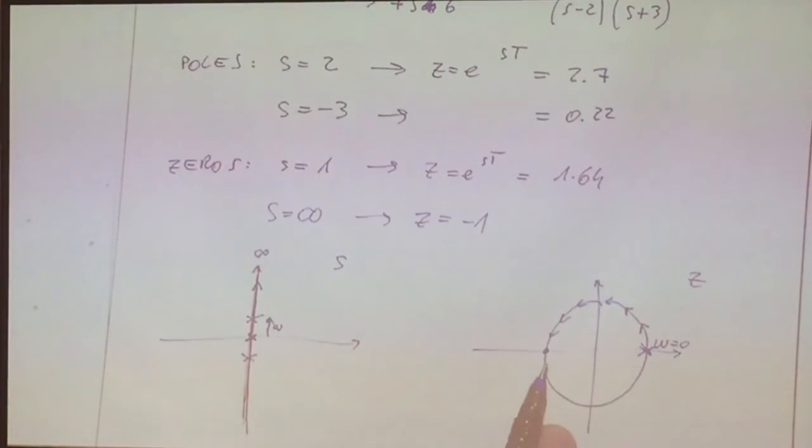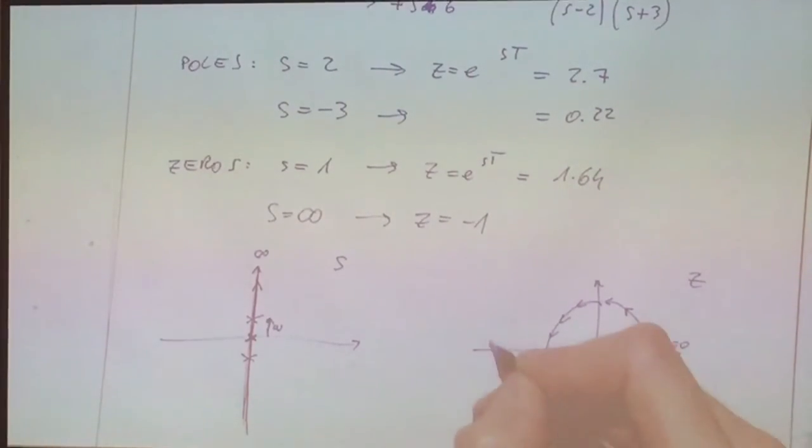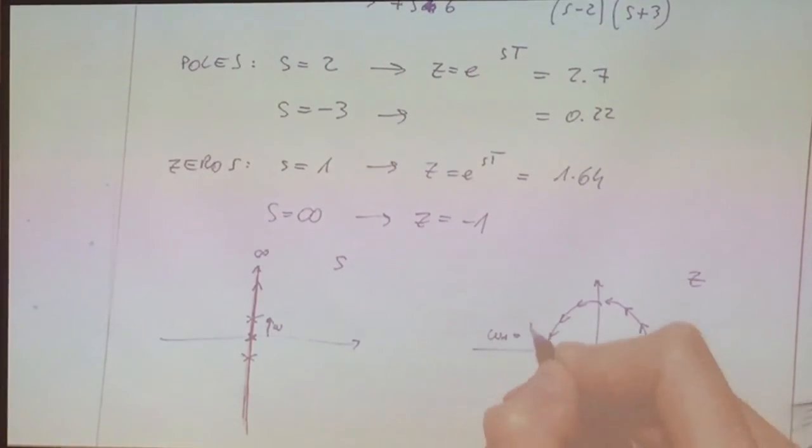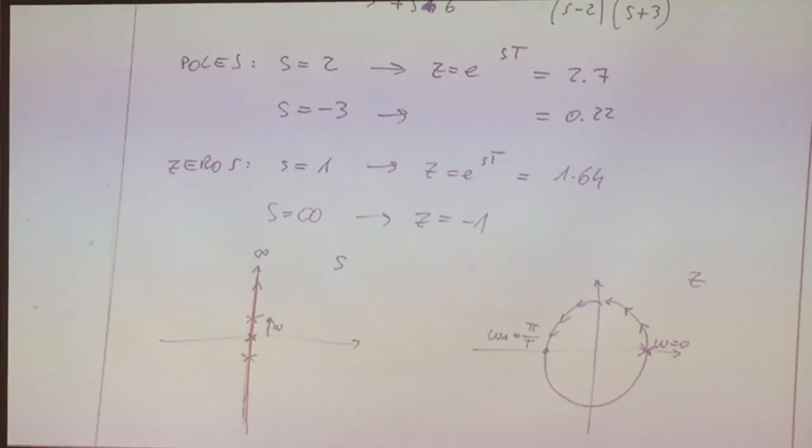No, this frequency is not. This point is -1. But which frequency does this point represent? This represents the Nyquist frequency, which is pi over T. And this frequency is the maximum frequency that this digital system can represent. It's the Nyquist frequency. You cannot go beyond this one. You cannot go to infinite frequencies here.